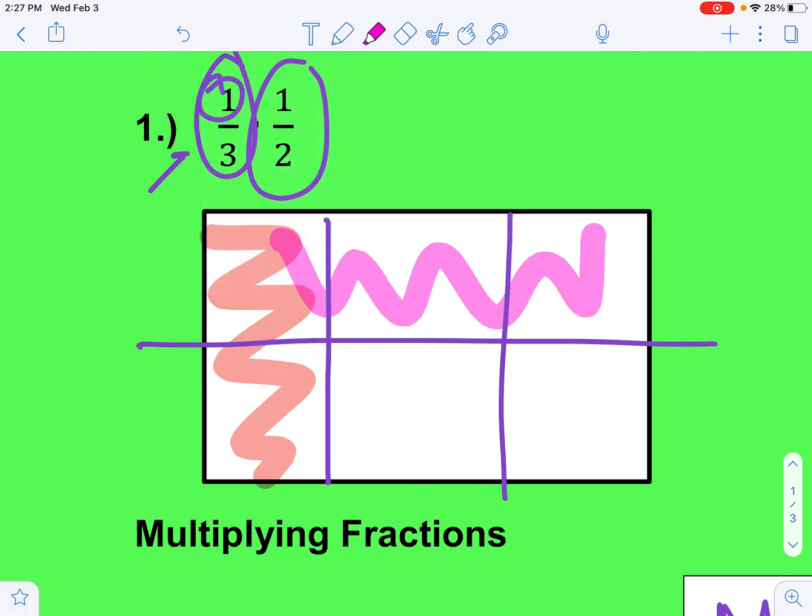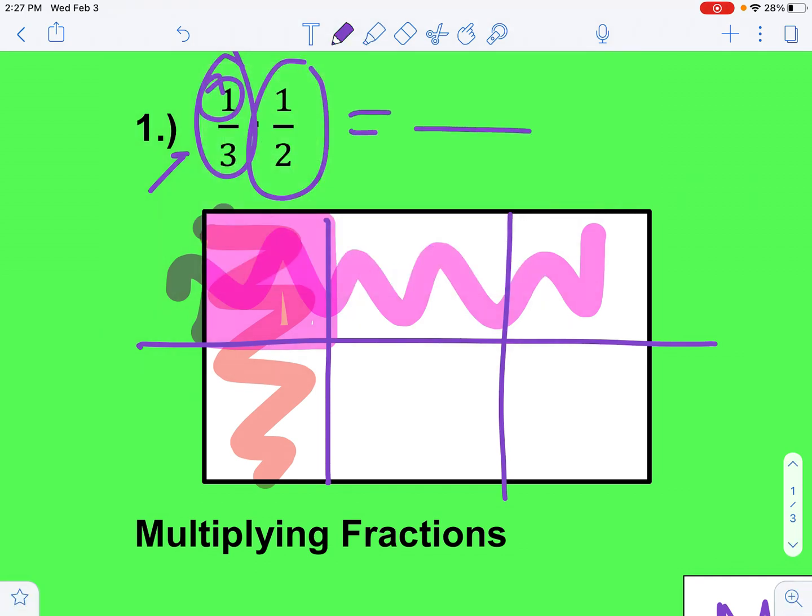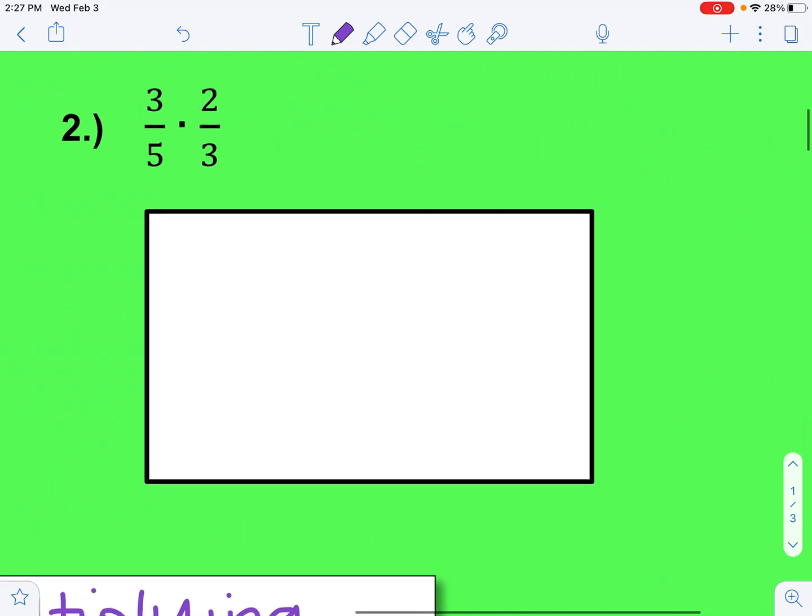Here's my 1/2. Now do you notice that I have one box that they both are colored in at? That's my answer. Okay, so when I write this, I have one colored in. How many total boxes do I have? 1, 2, 3, 4, 5, 6. So our answer is 1/6. Awesome, let's go on to number 2 then.